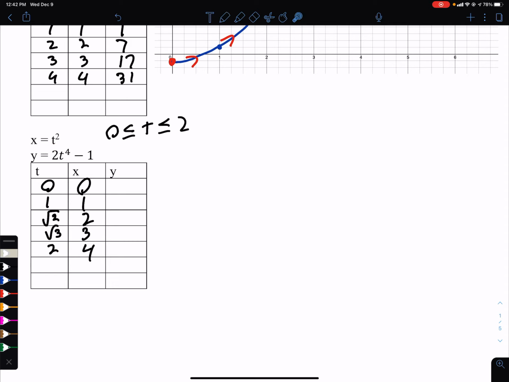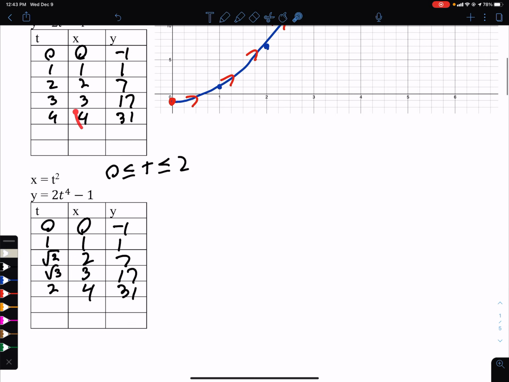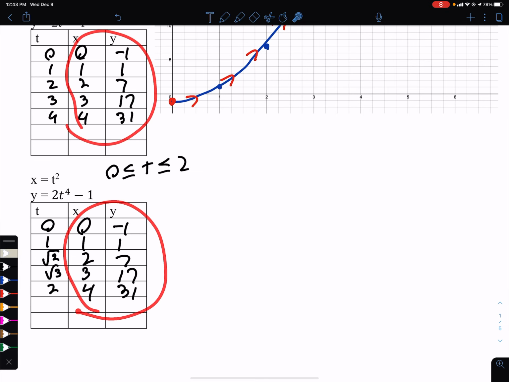I'm going to do the same thing, plug in 0 here. That's going to be -1. Plug in 1, that's going to give me 2 minus 1, or 1. Plug in radical 2. Radical 2 to the 4th, that's going to be 4 times 2 is 8. 8 minus 1 is 7. Radical 3 to the 4th, that's going to be 9 times 2 is 18 minus 1. It's going to get me 17. And now I plug in 2 to the 4th, that's 16 times 2 is 32 minus 1 is 31. Now all that to say, notice these x and y's are the same as these x and y's.